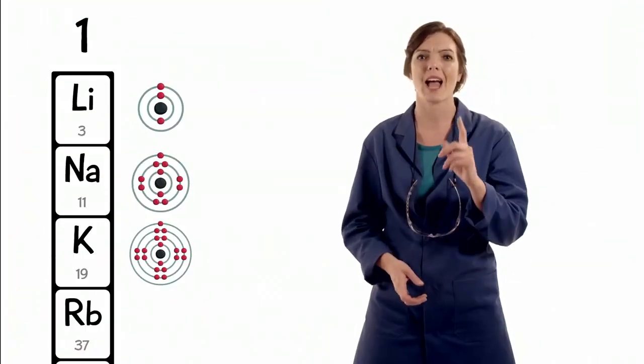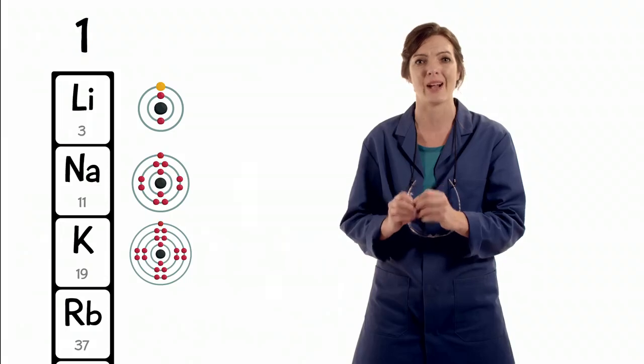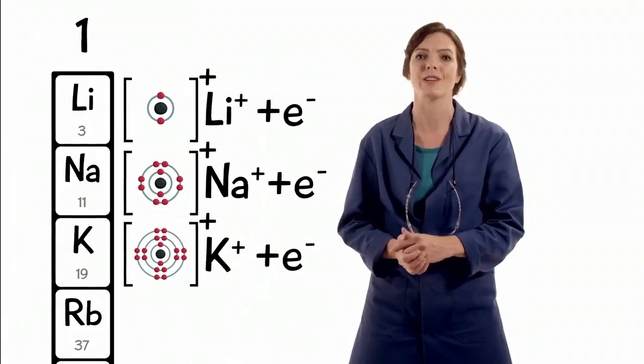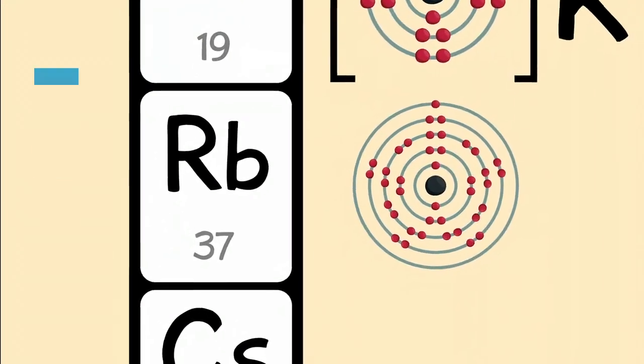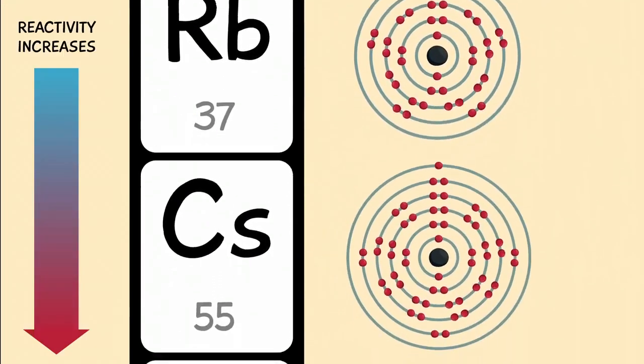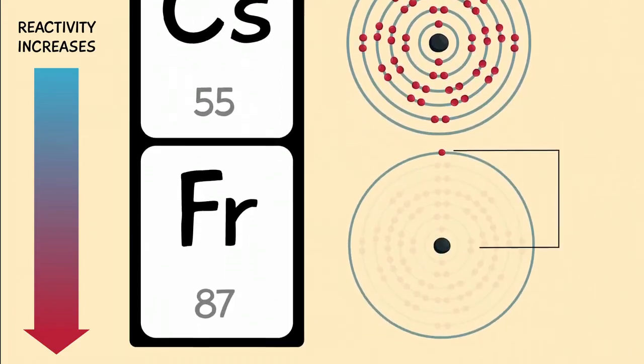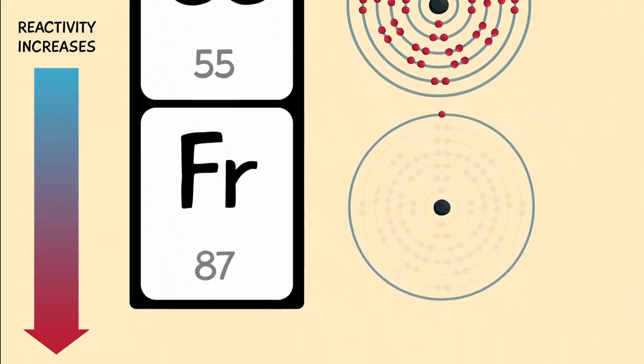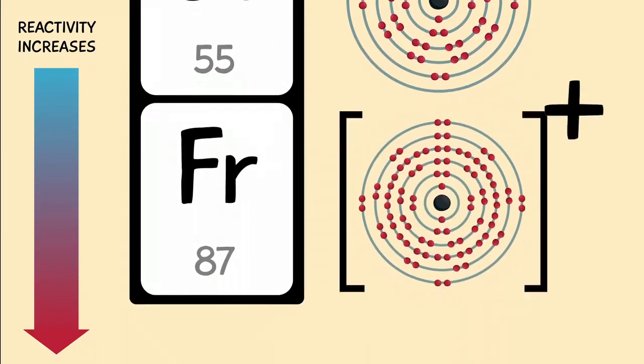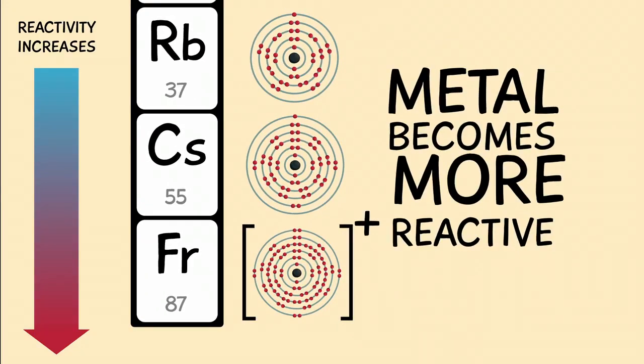Remember, group 1 atoms have 1 electron in their outer shell, and when they react, they lose it and form a positive ion. As you go down group 1, the atoms have more shells of electrons, meaning the outer electron gets further away from the positive nucleus. It's easier to lose, and that means the metal becomes more reactive.